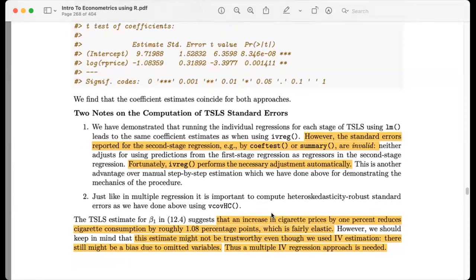It's a 1.08 percentage point. Yeah, 1.08. It's quite elastic, I would say, because it's more than one.